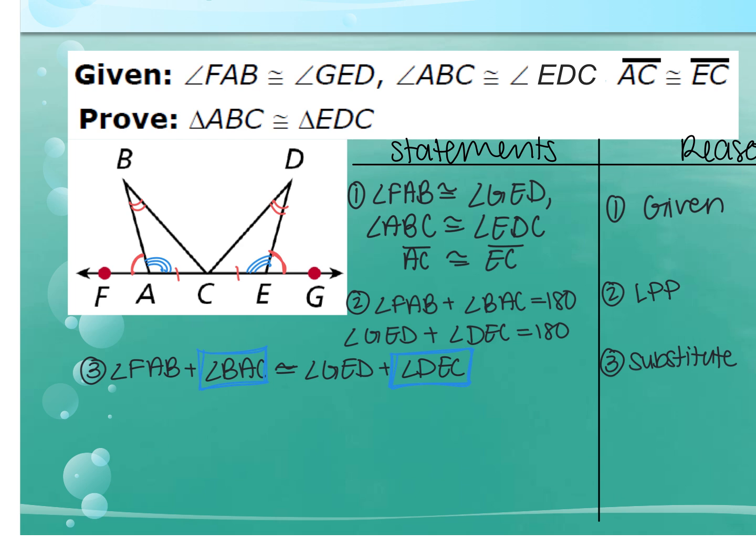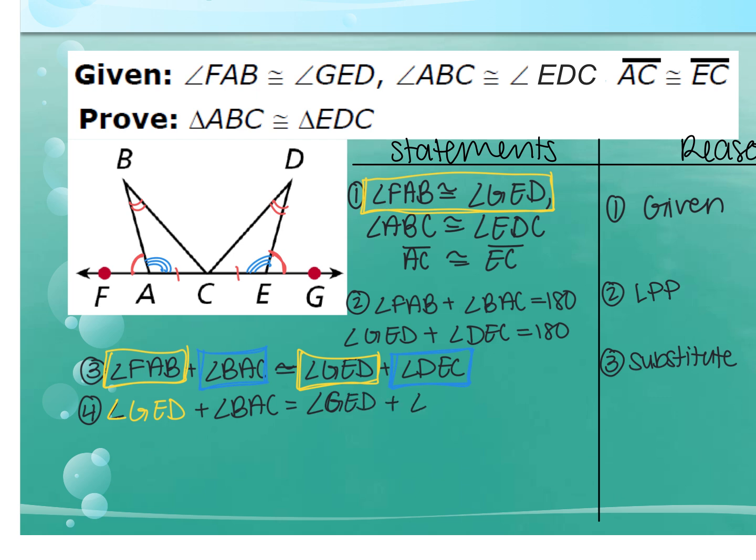Good, I can go ahead and substitute. If I look up top, they were congruent to each other, so I'm going to substitute because I'm trying to cancel it out. It doesn't matter which one you do. I'm just going to go with the first one and change this to GED, and then bring everything else down. Angle BAC equals angle GED plus angle DEC. So right there, I still substituted.